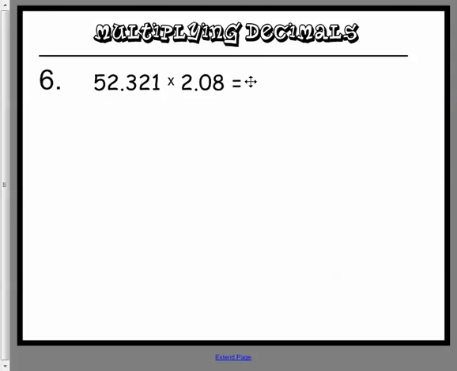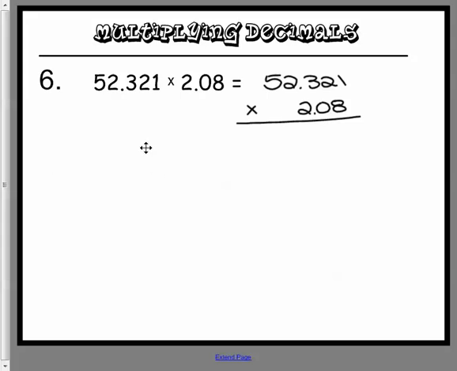Okay, last one. Let's get really crazy up in here. 52 and 321 thousandths times 2 and 8 hundredths. Ready, set, go. Try your best and then come back and I'll show you what I did.